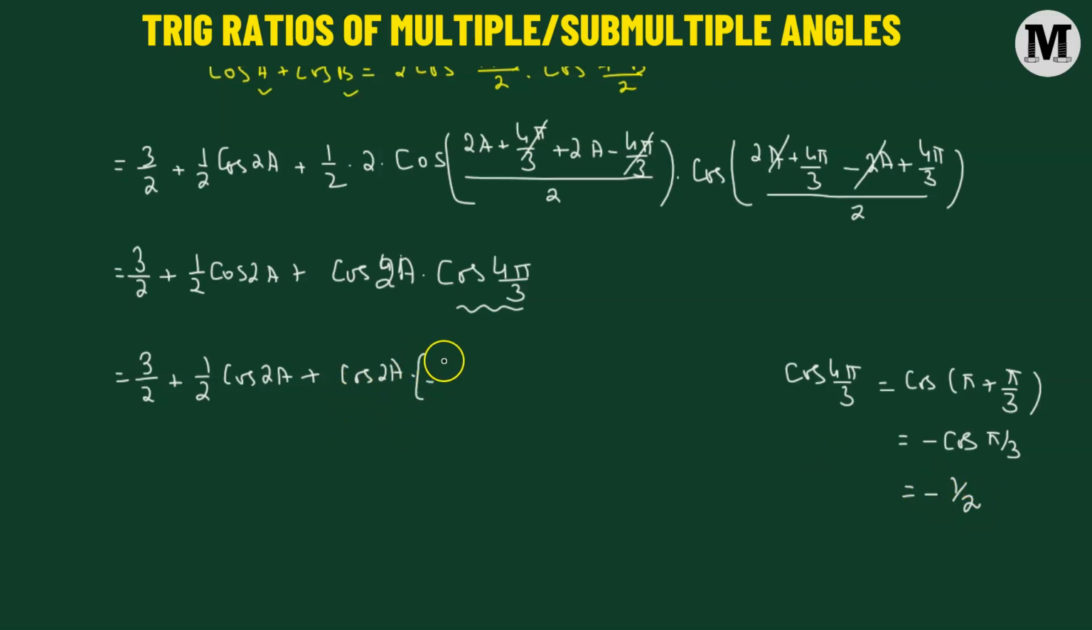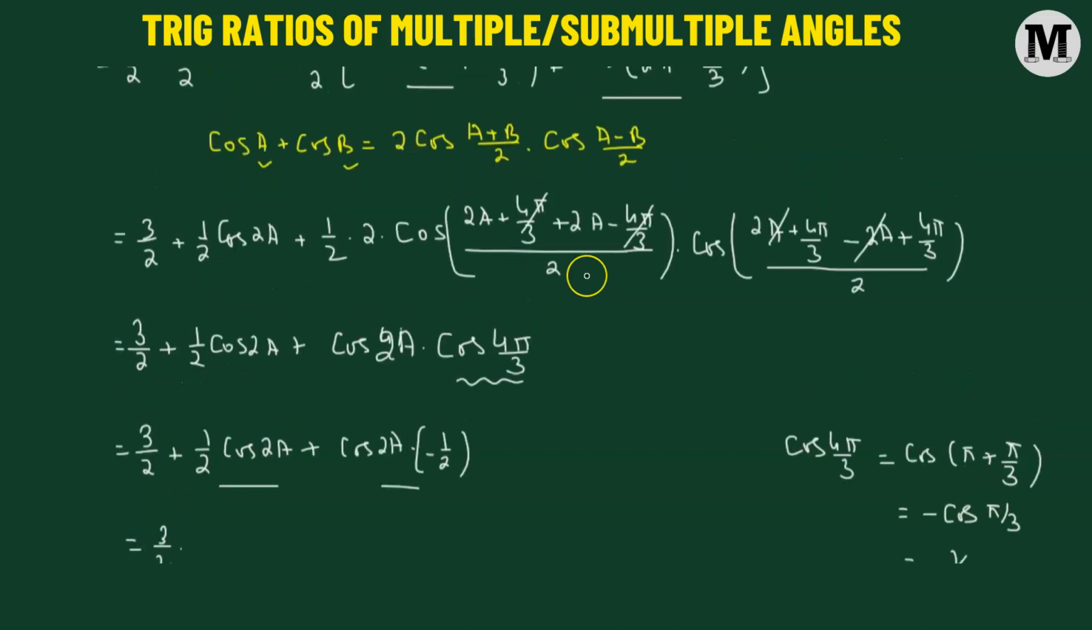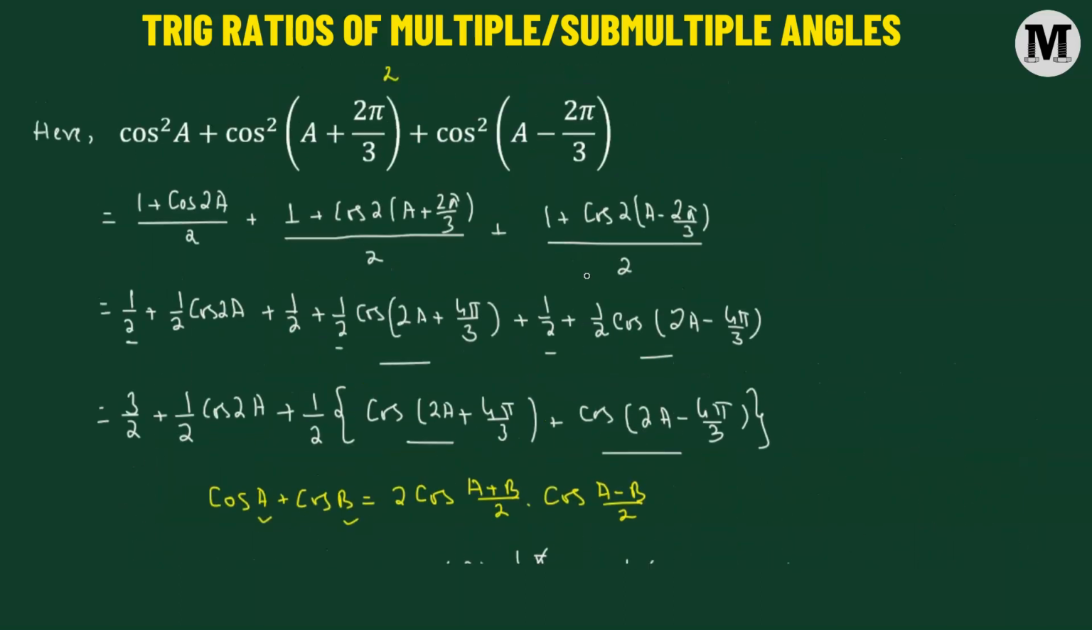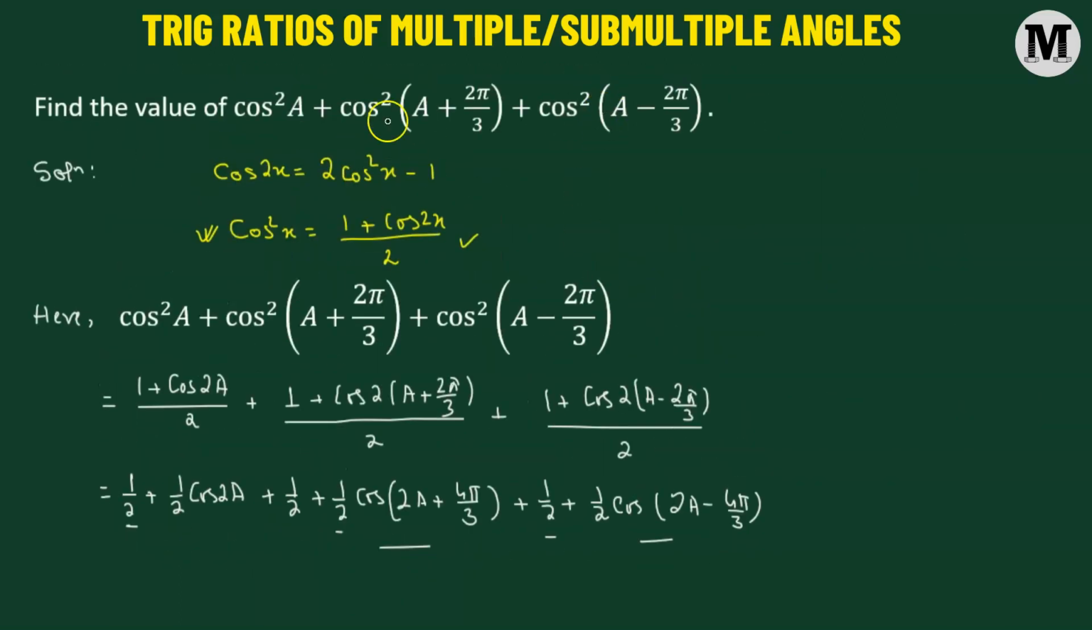Which means that cosine 2a will get multiplied to negative half, and immediately we can say that the second and the third term will get cancelled out, and we are now left with only the first term, which is 3 over 2. So that means the value of the given expression, cosine squared a plus cosine squared (a plus 2 pi over 3) plus cosine squared (a minus 2 pi over 3), will be simply equal to 3 over 2.